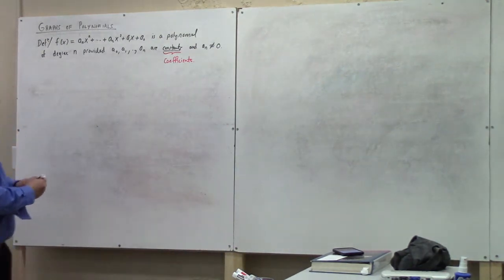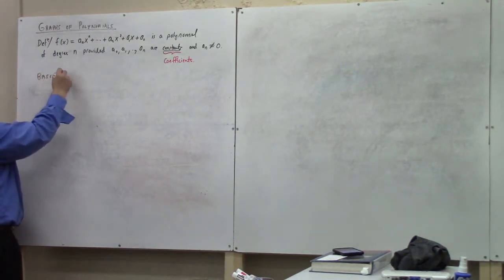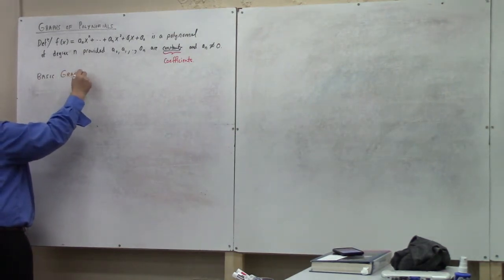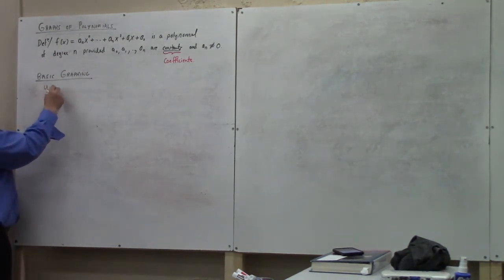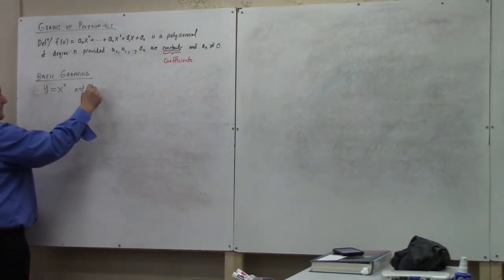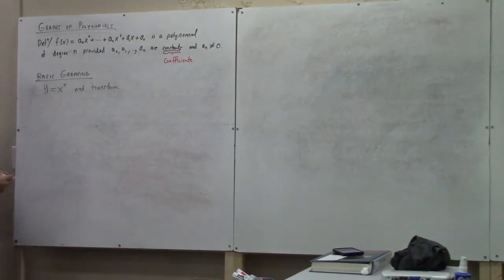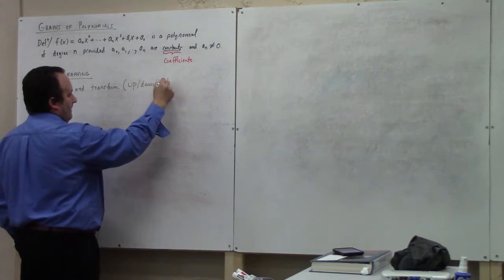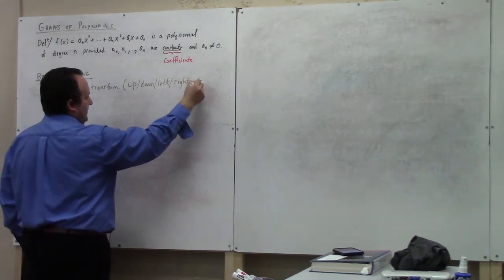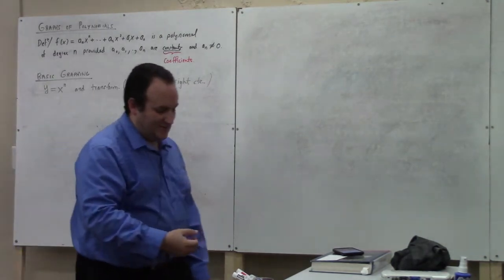Okay, so the first thing we can do, of course, is basic graphing. We've already talked about that. So the basic graphing, the first line of defense essentially, is to look at y equals x to the n and transform, using our transformation tricks: up, down, left, right, etc. So that's the first thing we could try. That could have been it.